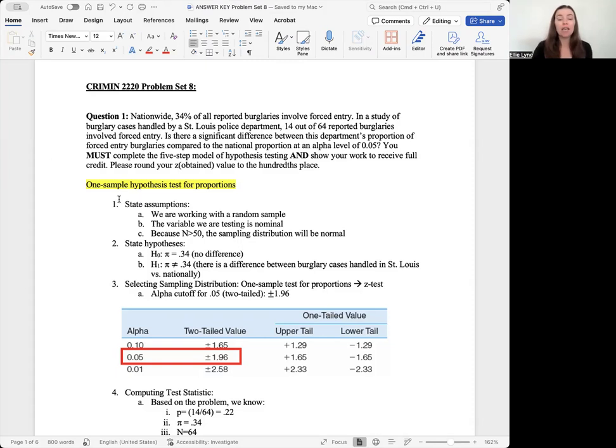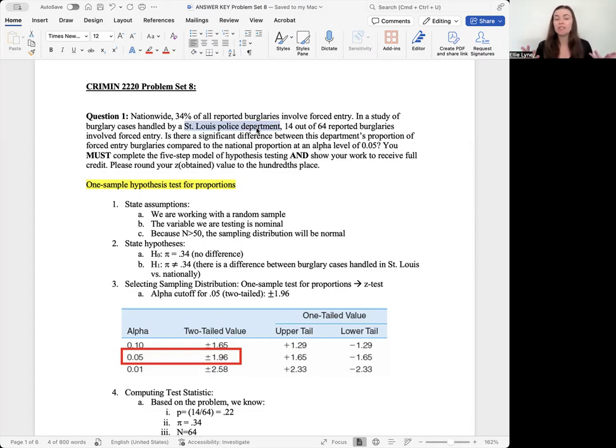And so within the context of question number 1, I see right off the bat, our very first word is nationwide, which tells me I have a very large population here, right? The entire nation. And so my second group here is the St. Louis Police Department, which serves as my singular group, right? So I'm comparing the St. Louis Police Department to all reported burglaries nationwide. So my one group versus a population. That's how I know it's a one sample hypothesis test.